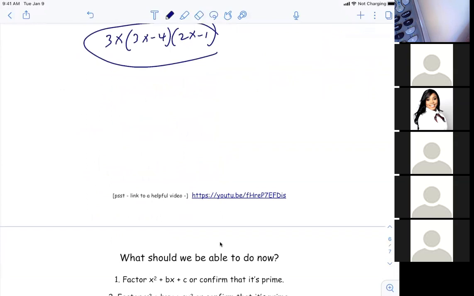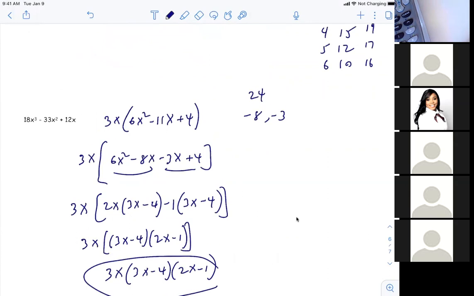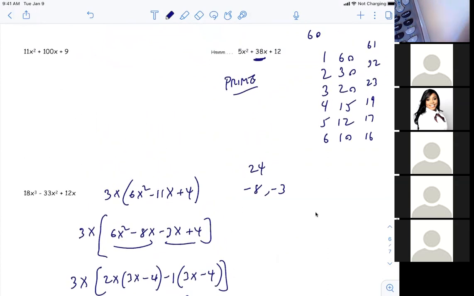There's a video here that I made, I don't know, 4 or 5 years ago, showing the AC method again. Oh, no, I'm sorry. It's showing how to use the calculator, using the TI 83 or 84 to get the table instead of doing all this by hand.